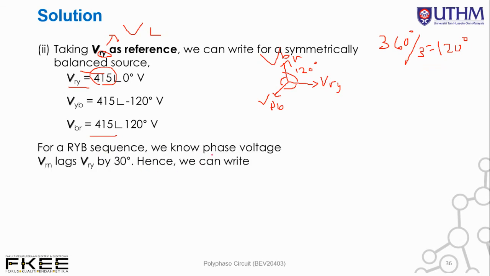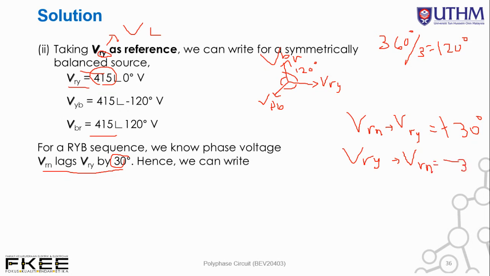So for an RYB sequence, we know phase voltage VRN lags VRY by 30 degrees. So the other way around, VRN lags by 30 degrees. Just now we had VRN and converted to VRY, which is the line, so we added 30 degrees. Now we have VRY, the line, and we transform to VRN, so this is minus 30 degrees. This is for line back to phase, so we have minus 30 degrees.